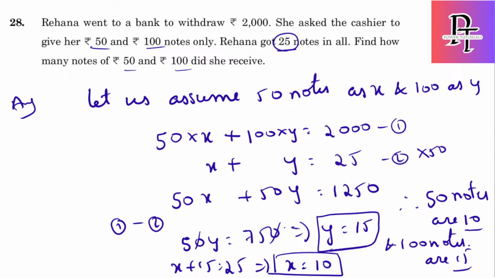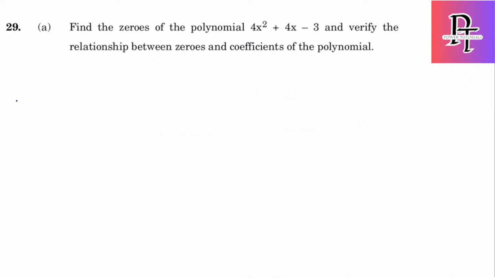Okay, let's move to 29th question. Here also we have options. Either you can solve A part or B part. I will solve both. Let's start with A part. Find the zeros of the polynomial equation. Zeros of the polynomial equation means we have to write 4x square plus 4x minus 3 is equal to 0.